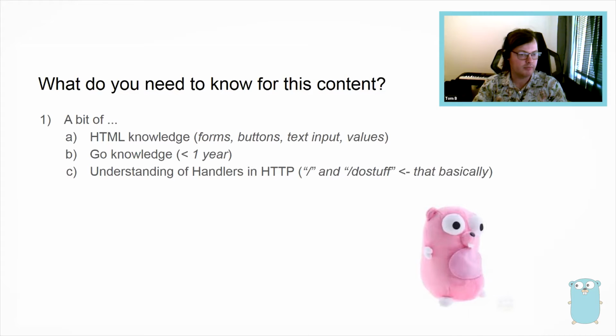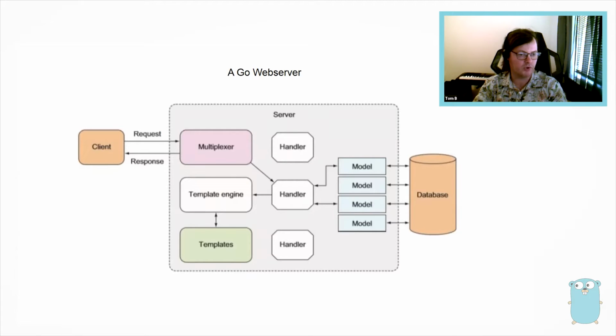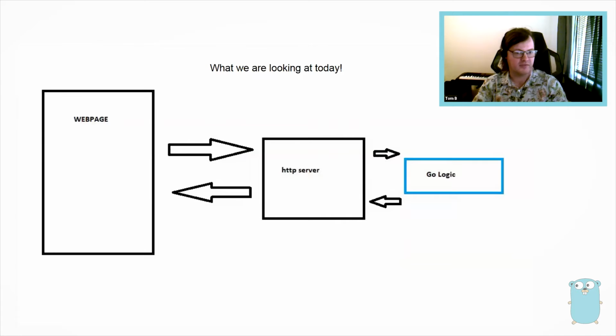So that's it. I describe it as a Go web server, one that I haven't built yet in my own time, but one that you might want to build in the future if you're quite new. And there's quite a lot going on. So you've got a database, you've got a template engine, you've got a multiplexer like, I don't know, Gorilla Mux or something like that. And it's quite complicated when you first look at it. And what we're looking at is something as simple as this. It's just one web page, an HTTP server, and behind that, Go logic. So here we go.